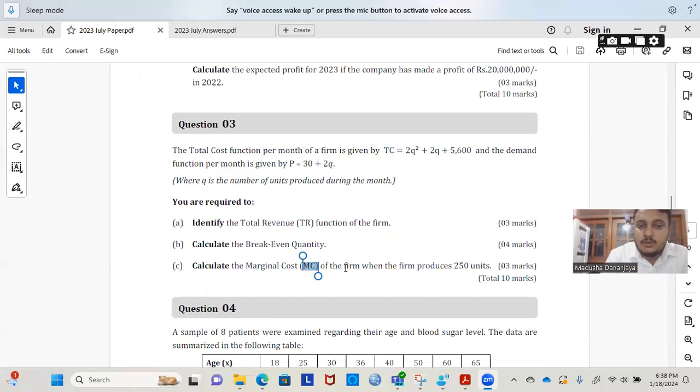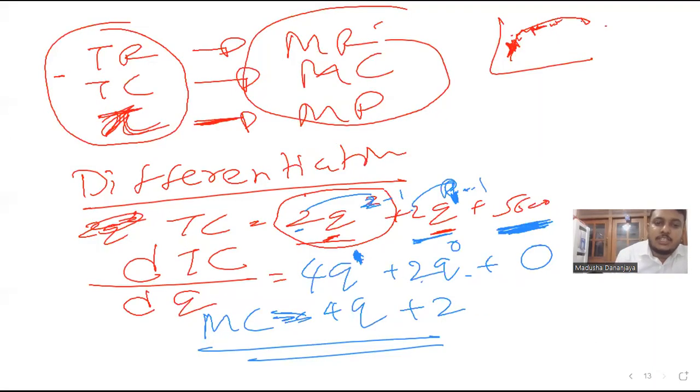Calculate the marginal cost of the firm when the firm produces 250 units. Right. Now you have derived a marginal cost function. Marginal cost equals 4q plus 2. So when the firm produces 250 units, what will be the marginal cost? Simple. Just replace q with 250 and see what the answer for MC is.